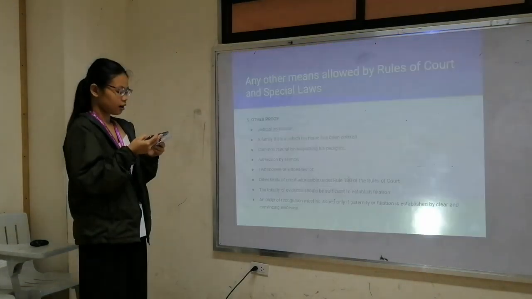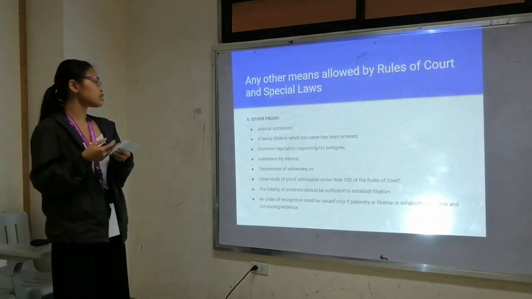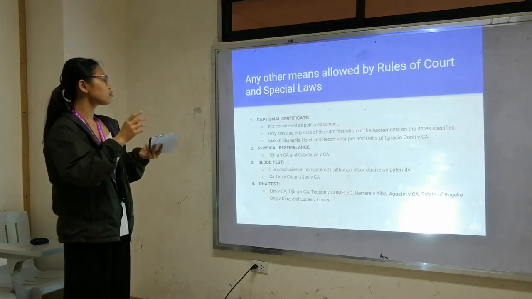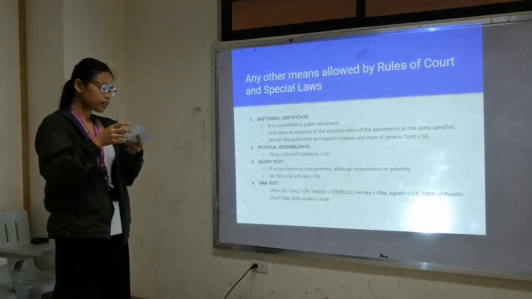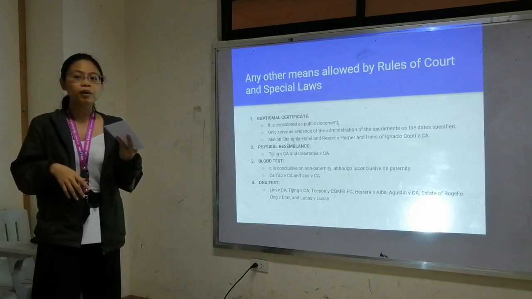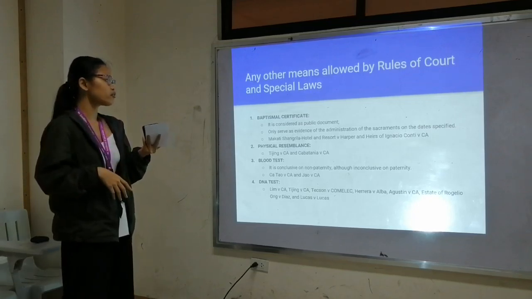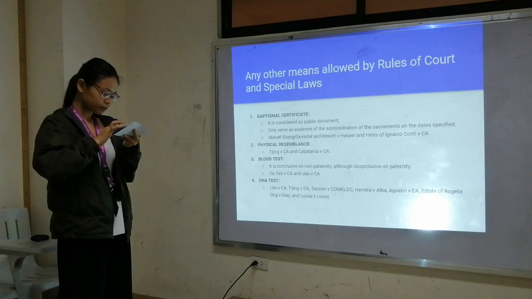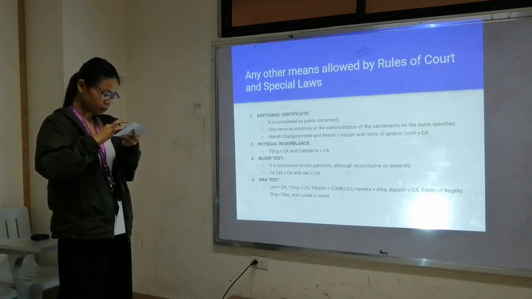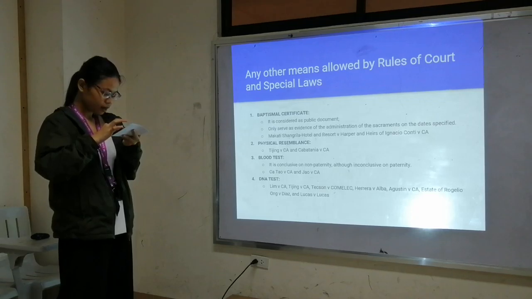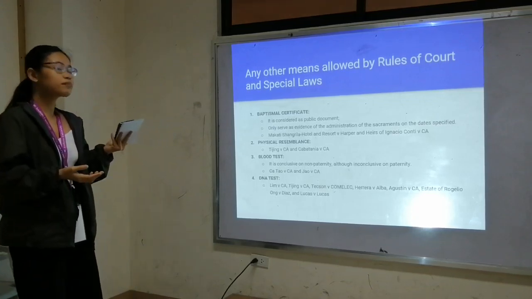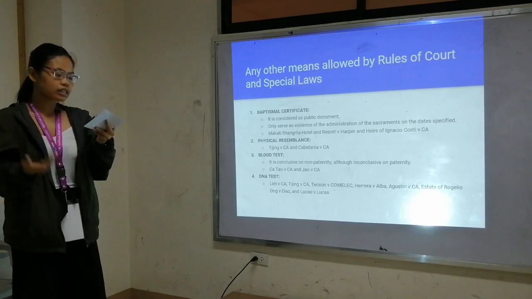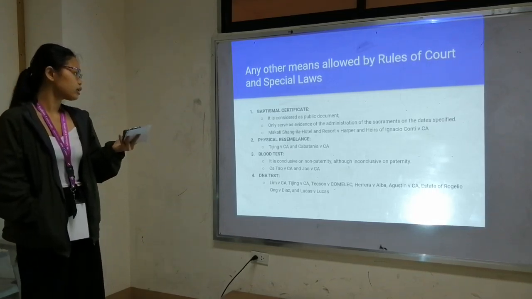Next is the other means allowed by rules of court and special laws. First is the baptismal certificate. A baptismal certificate is only considered a public document, serving as evidence of the administration of the sacraments on the date specified. So here, it is considered inadmissible to prove the filiation of the child to the alleged father.